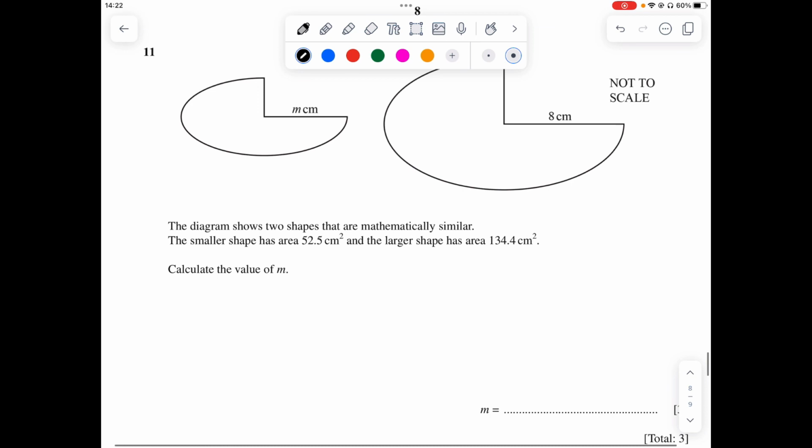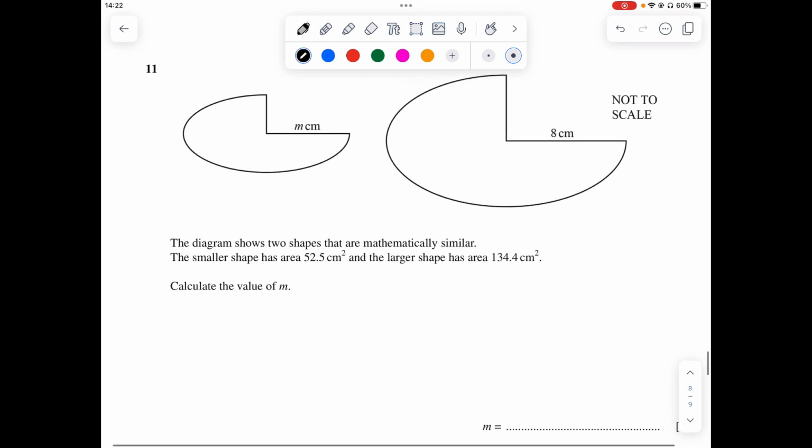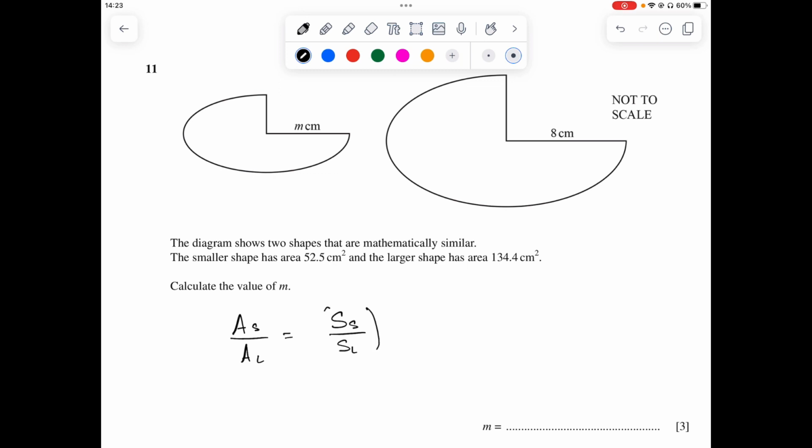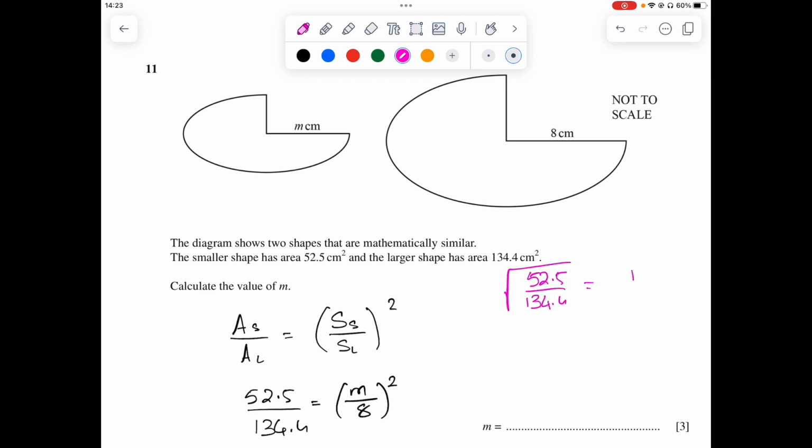Question number 11. The diagram shows two shapes that are mathematically similar. The smaller shape has an area of 52.5, the larger shape has an area of 134.4. Calculate the value of m. So it is all about areas. Area of the smaller shape upon area of the larger shape equals side of the smaller shape upon side of the larger shape, whole square. Area of the smaller shape is 52.5, area of the larger shape is 134.4. Side of the smaller shape is m and that of the larger one is 8, whole square.